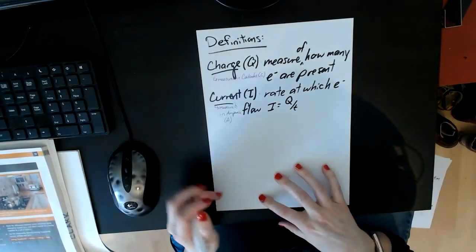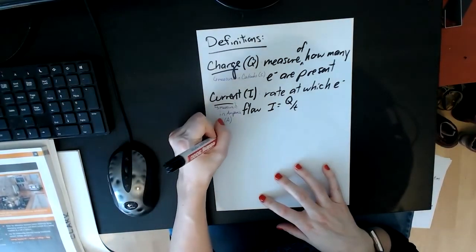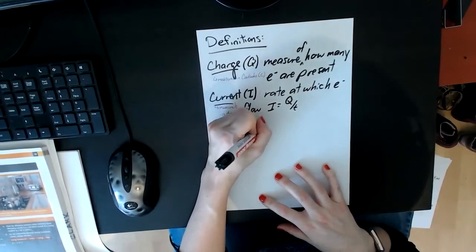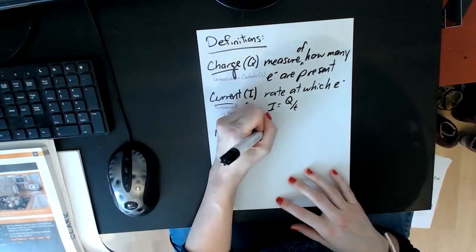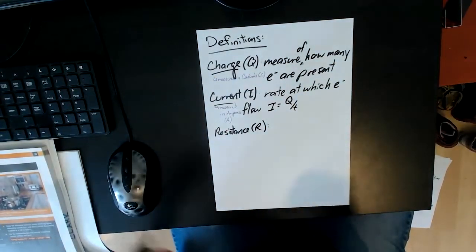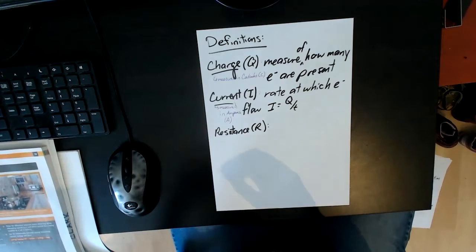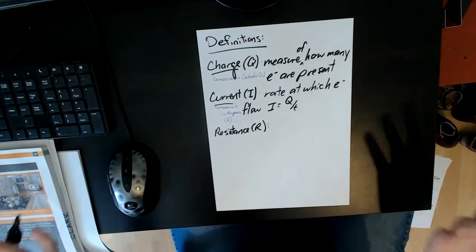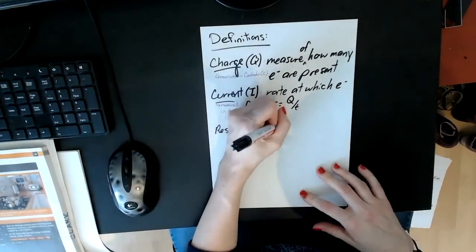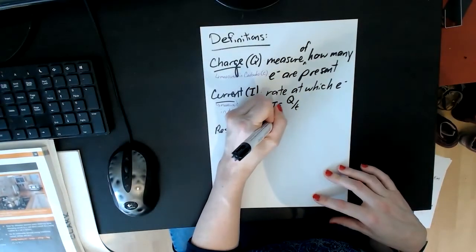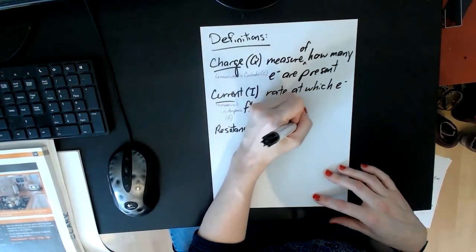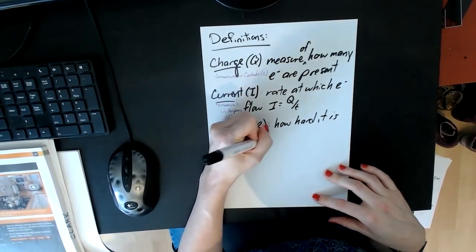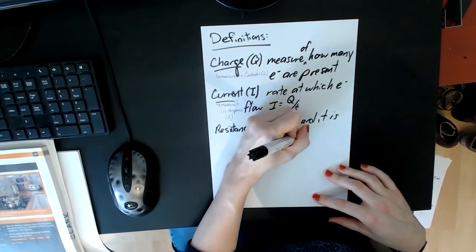The next one is resistance, which is luckily abbreviated R, right? And resistance is how easily can those electrons flow, right? Is it very difficult for them to pass by, or is it very easy? So if it's easy, they have a low resistance, and if it's high, then there's a high resistance. So to flow through a certain point.